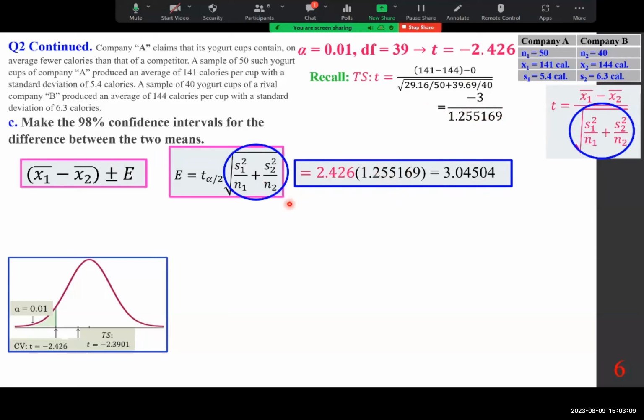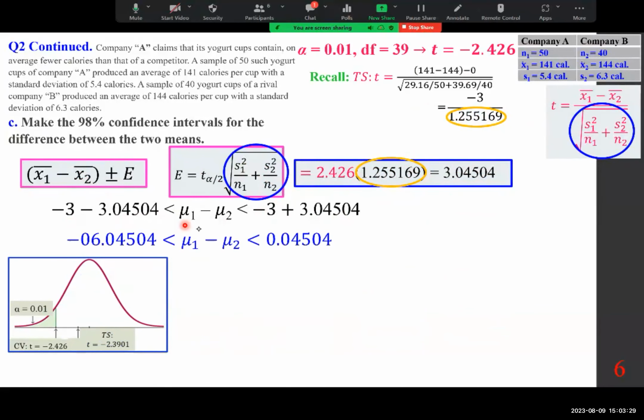And now we know this is -3. So we are going to subtract this number from -3, and we add it to -3 also. I'm showing you where they come from. So this was -3, and when you add and subtract these two numbers, you get -0.06045504 less than mu1 minus mu2 less than 0.04504.